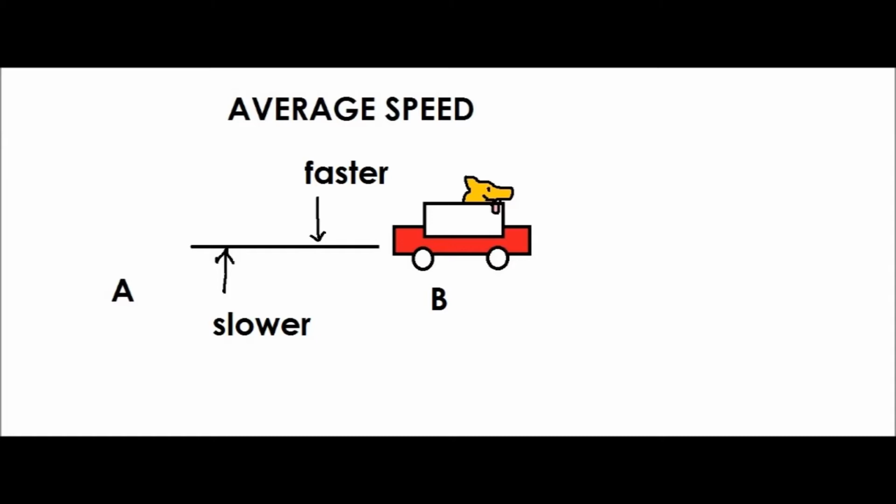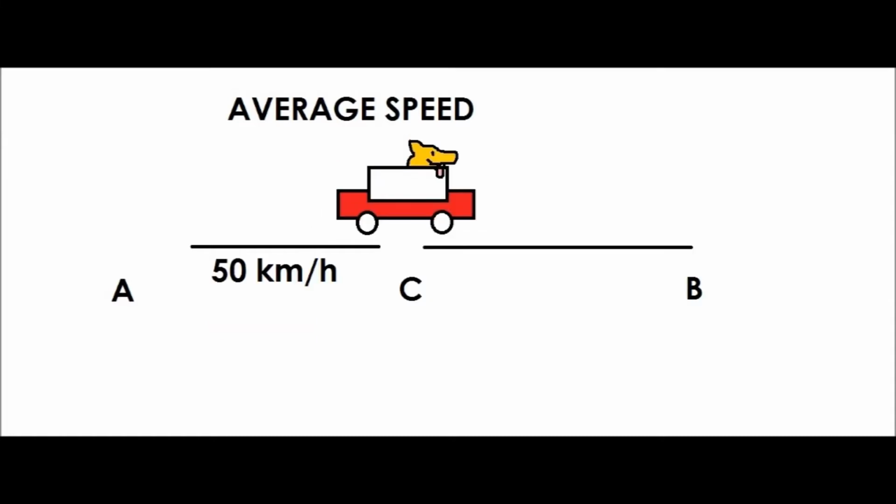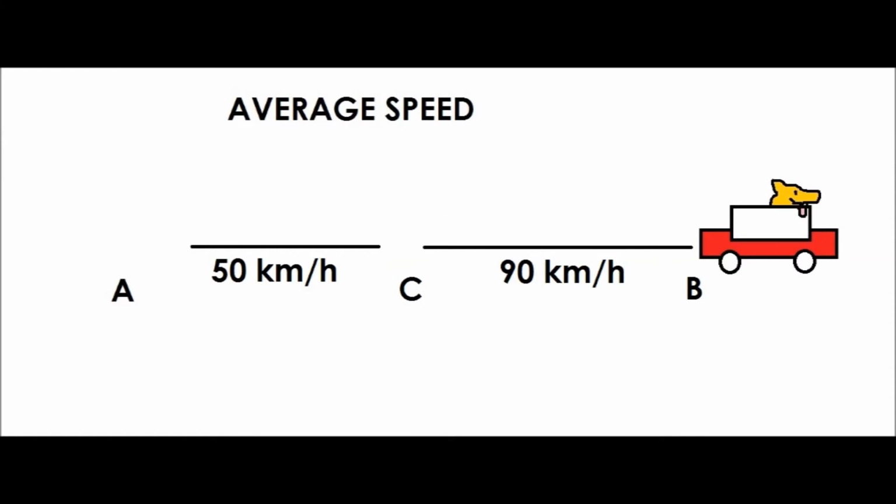Okay. To illustrate it a bit better, we can draw it like this. So from point A to point B again, but in the middle we have point C. Let's say from point A to point C, the speed is 50 km per hour, while from point C to point B, the speed is 90 kilometers per hour. Now, to find out the average speed, you might think like this: oh, it will be just 50 plus 90 divided by 2, because after all, it's average, right? It's the sum of two things divided by 2.